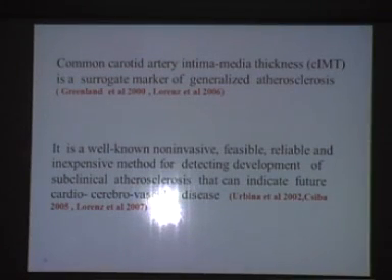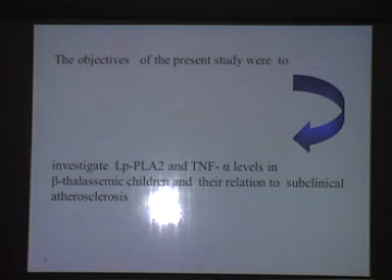Common carotid artery intima-media thickness is a surrogate marker of generalized atherosclerosis. It is a well-known non-invasive, visible, reliable, and inexpensive method for detecting development of subclinical atherosclerosis that can indicate future cardiovascular disease. The objective of the present study was to investigate the level of lipoprotein-associated phospholipase A2 and tumor necrosis factor alpha in beta-thalassemia children and relate them to subclinical atherosclerosis.